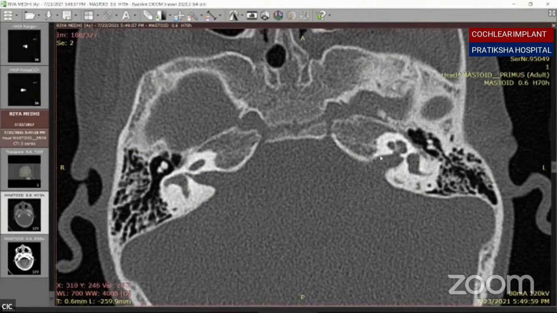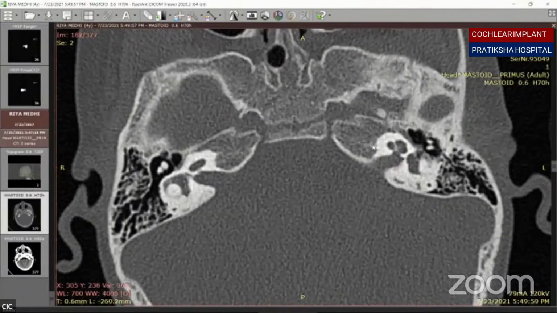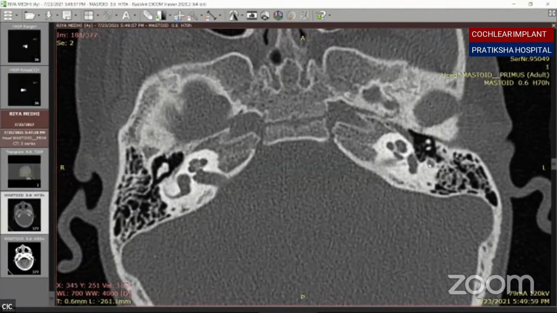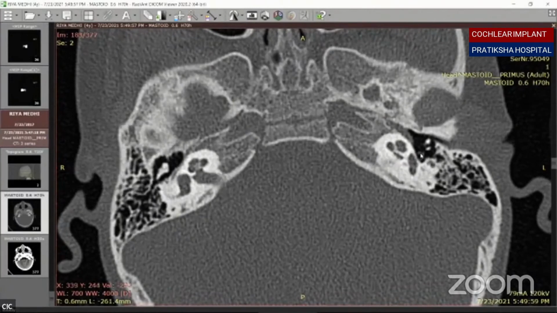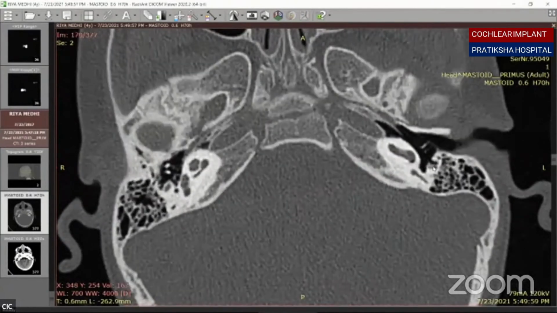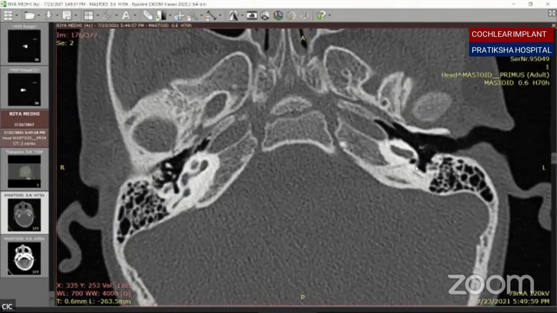Then the internal auditory meatus diameter, that's also 4.52, which is not bad. Then let's trace the facial nerve down, down, down. Here the oval window has started appearing. Again, going down, we can note the round window niche here.